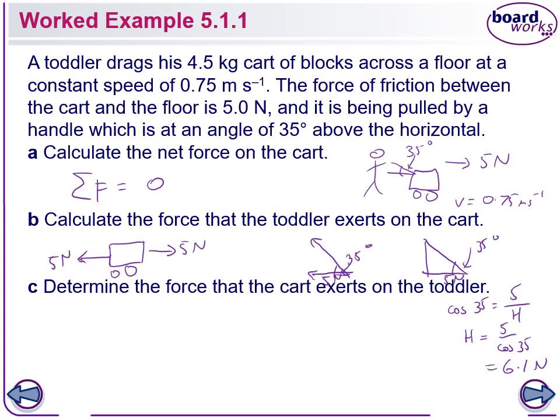The last bit. Determine the force that the cart exerts on the toddler. This is pretty straightforward. This is Newton's third law. If the toddler is exerting a force of 6.1 newtons on the cart, then the cart must be exerting a force of 6.1 newtons on the toddler. For every action, there is an equal and opposite reaction. For every force, there's an equal and opposite force.